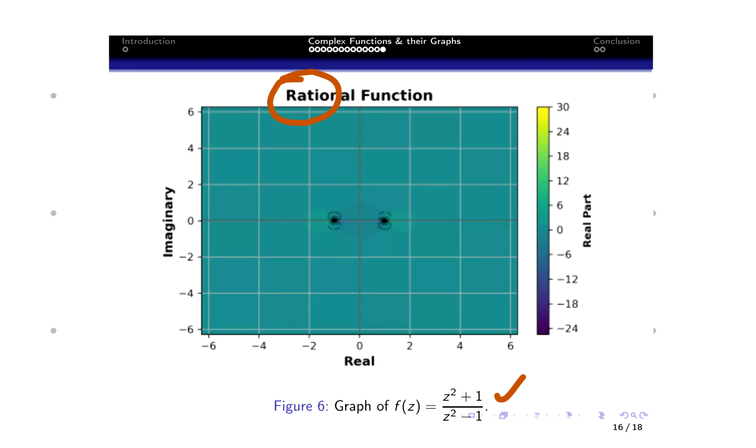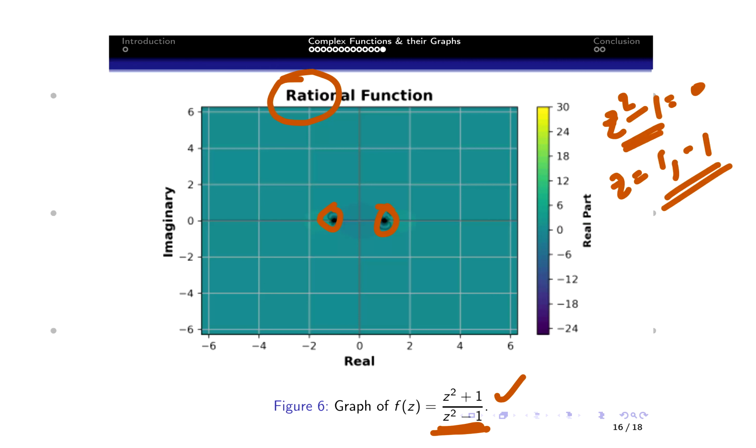Now this is the graph of f of z equals z squared plus 1 all over z squared minus 1. Obviously this one has two jumps here. If z squared minus 1 equals 0, it means z is either 1 or minus 1, because z squared minus 1 is z minus 1 times z plus 1. So it has two poles at 1 and minus 1. And that's why you have those jumps happening right here. Around these two places, you have jumps taking place around minus 1 and 1 as expected. So that goes.